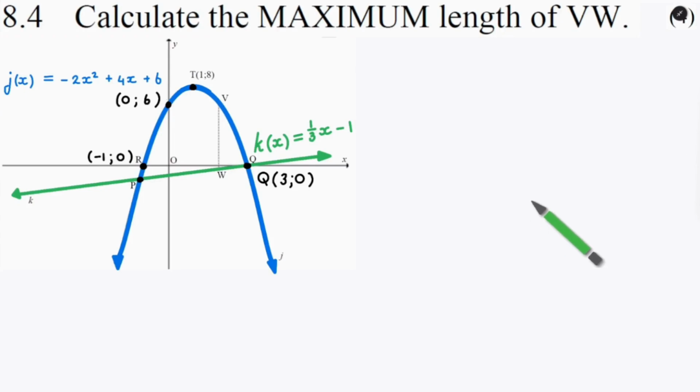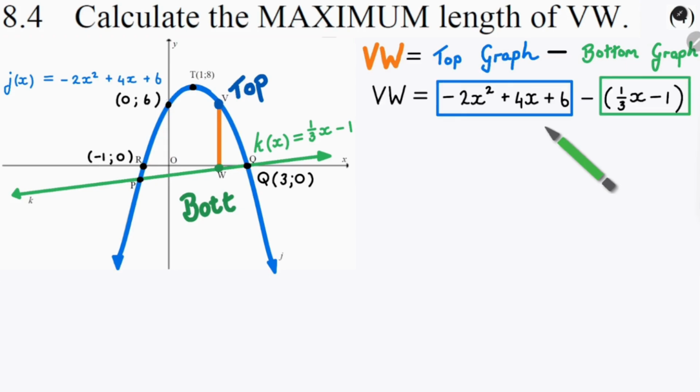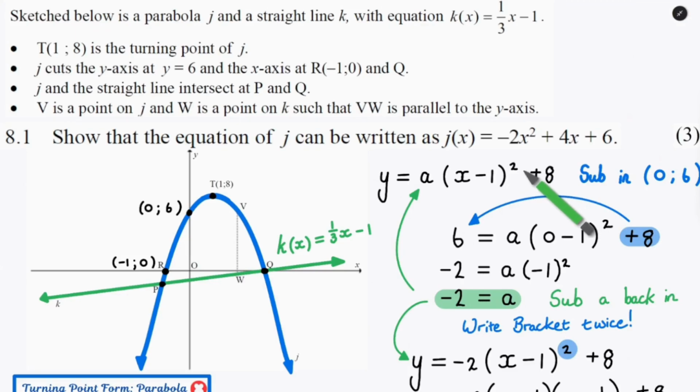In question 8.4, we need to get the maximum length of VW. So what we do is we have a look at VW and we recognize which graph is on top and which graph is at the bottom. And then we get an expression for VW by saying the top graph minus the bottom graph. And then when you minus the bottom graph, do not forget brackets. That is crucially important. And now just bear in mind this process only works for perfectly vertical lines. At the beginning of the question, they told us that VW is parallel to the y-axis, which is a sneaky way of telling you it's a perfectly vertical line.